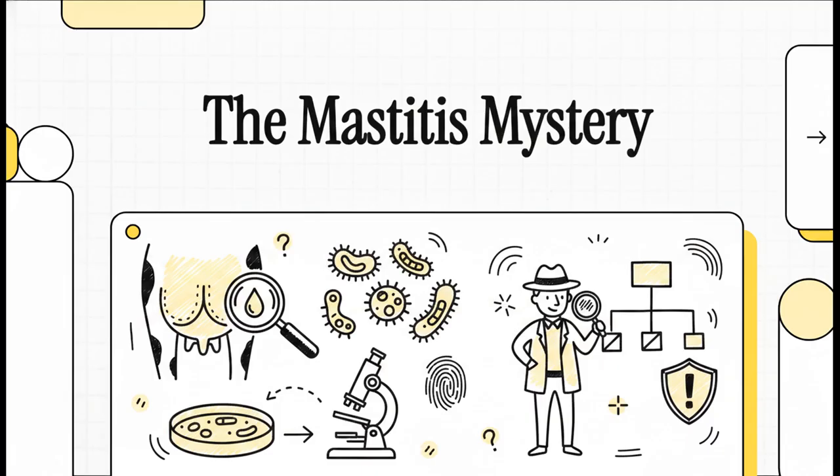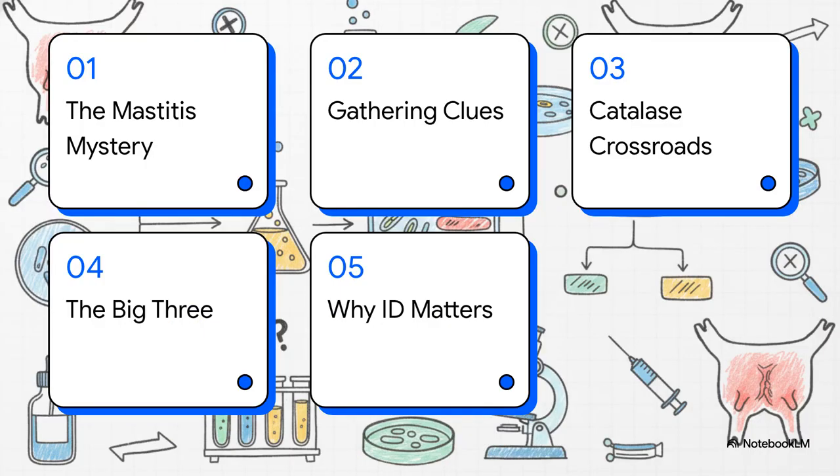So we're going to walk step by step through the exact diagnostic workflow used to identify these tricky pathogens. Here's our roadmap for today. We'll start with the Mastitis Mystery, move into gathering microbial clues, hit the catalase crossroads, spend some time differentiating the big three, and wrap up with exactly why identification matters.